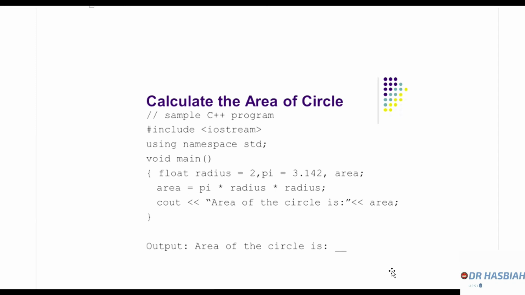So this is the solution for the problem just now: calculate the area of the circle if you are given the radius and you are given the pi. So this is the solution.